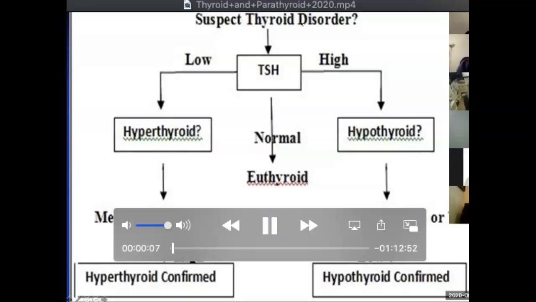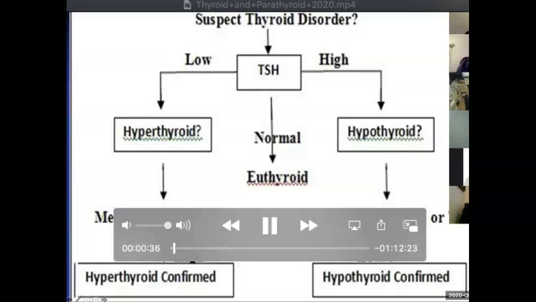For hyperthyroidism, you can follow down. You're going to check your TSH, and then you're going to see if it's low or high. Follow this down. If it's high, you're suspecting hypothyroidism because your stimulating hormone is high. And if it's low, then it's not stimulating very much because it's going too fast already. It's already hyperthyroid.